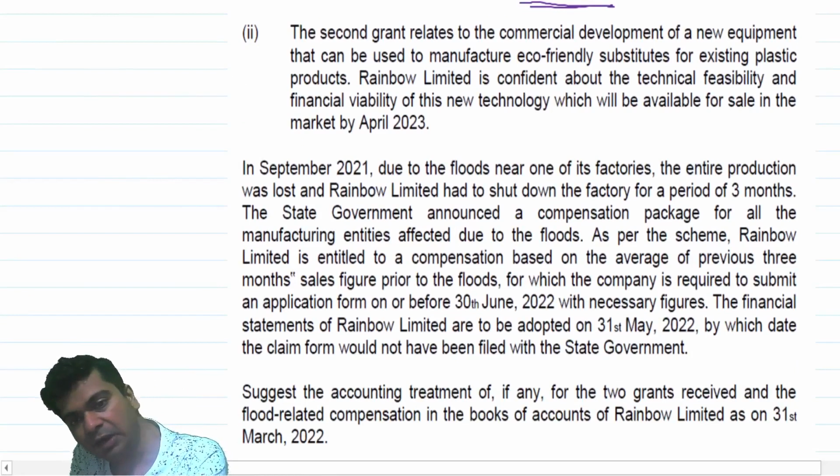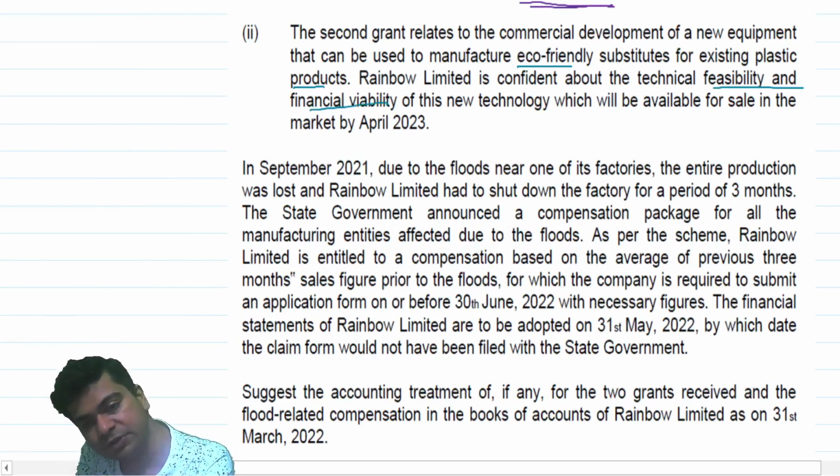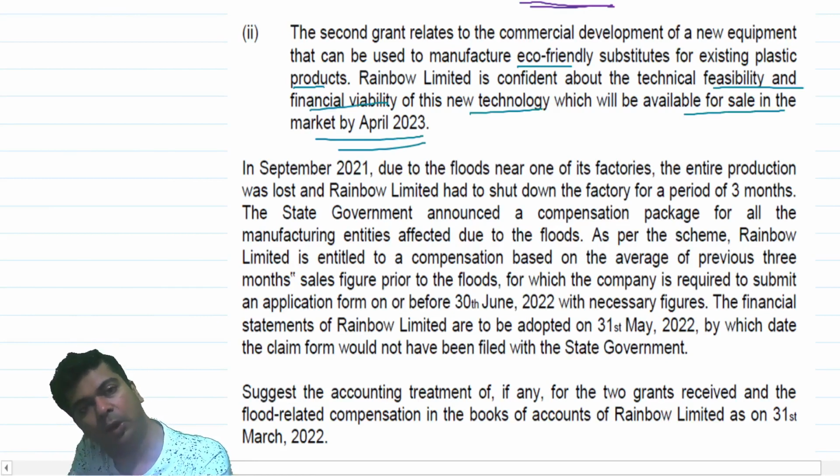The second grant relates to commercial development of a new equipment that can be used to manufacture eco-friendly substitutes for existing plastic products. Rainbow Limited is confident about the technical feasibility and financial viability of this new technology, which will be available for sale in the market by April 2023.